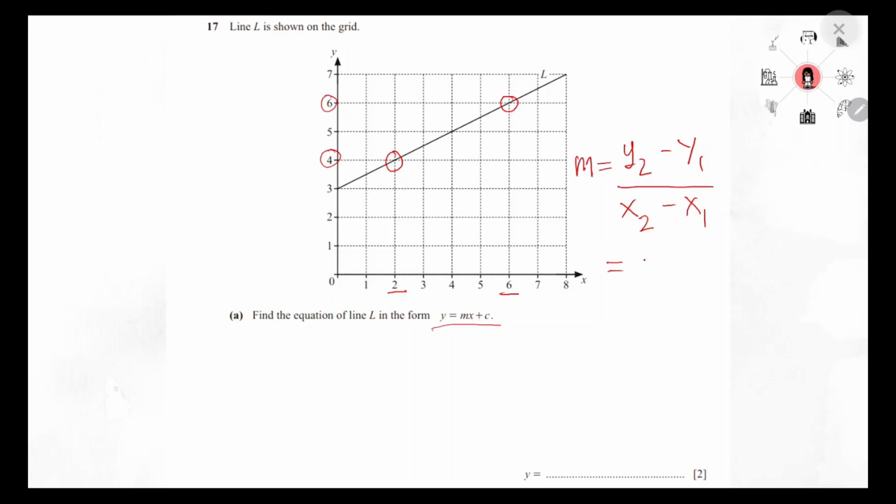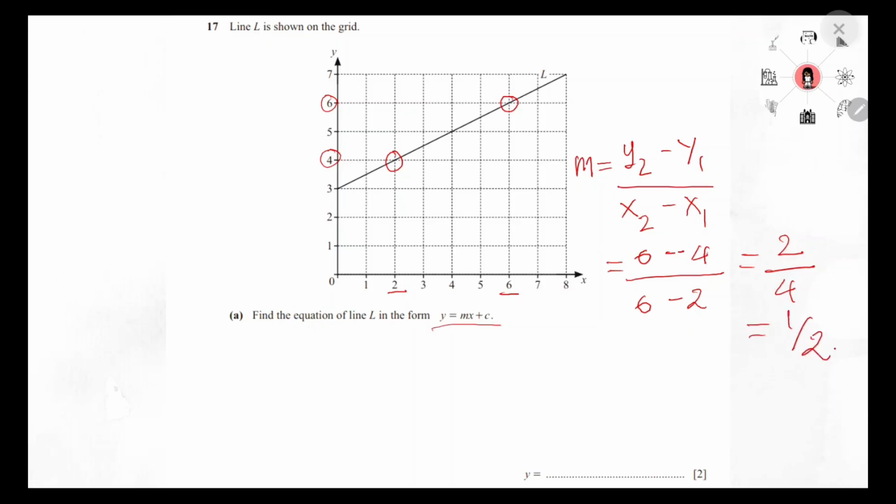So we'll write the first y value, 6 minus 4, by 6 minus 2. 6 minus 4 will give us 2 and 6 minus 2 will give us 4, giving us 1 by 2.